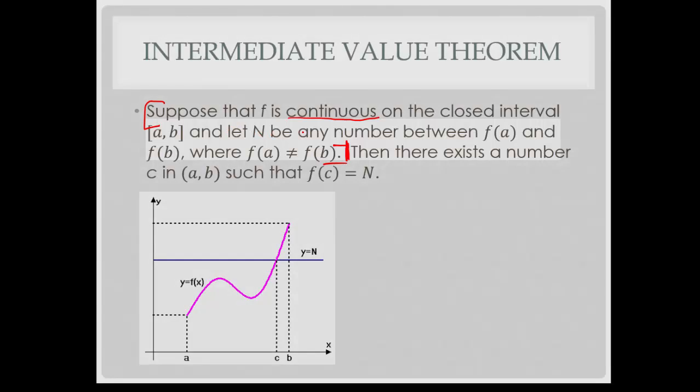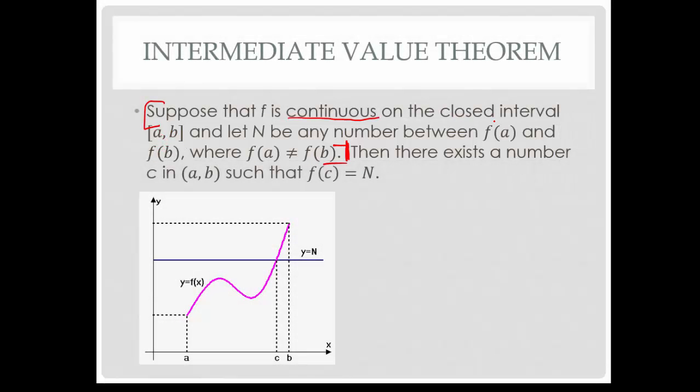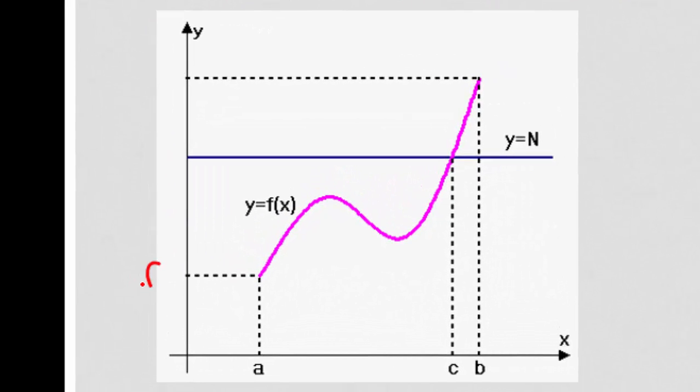Let n be any number in between f of a and f of b. Well, if a and b are x values, then f of a and f of b are both y values. So those are your y values. This one over here is going to be f of a, and this one over here is going to be f of b. Those are your y values.